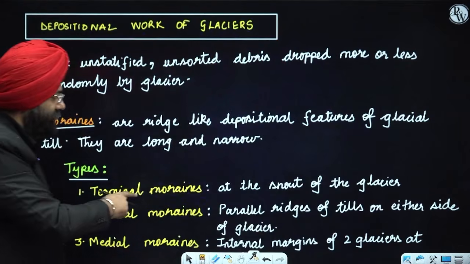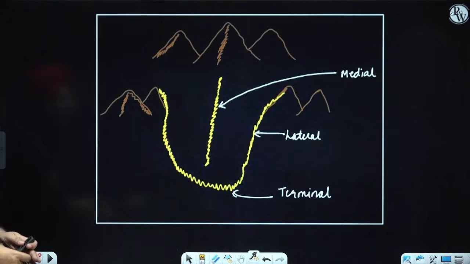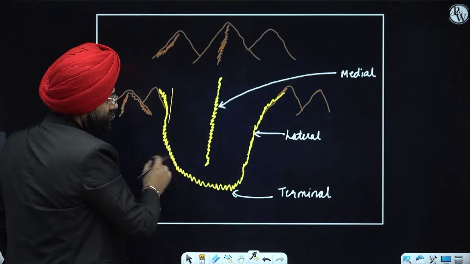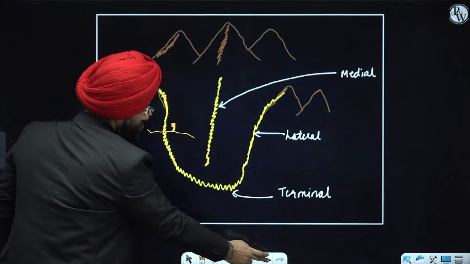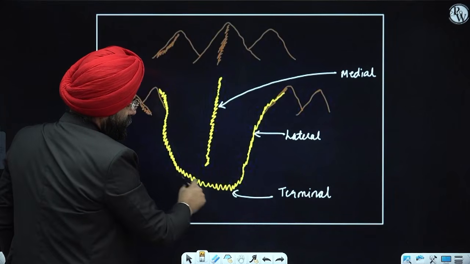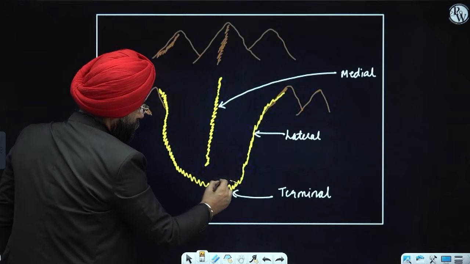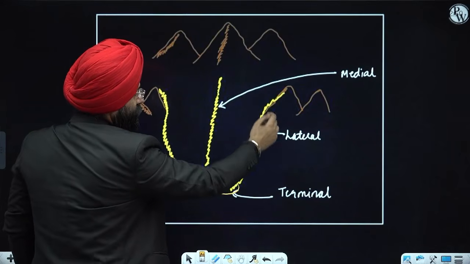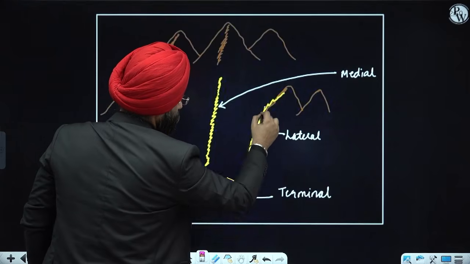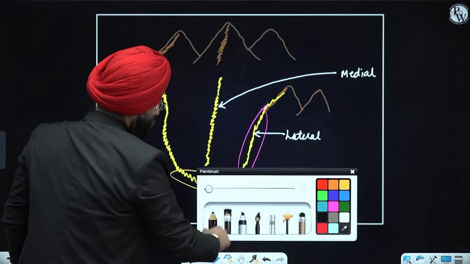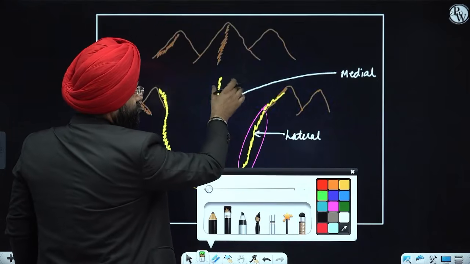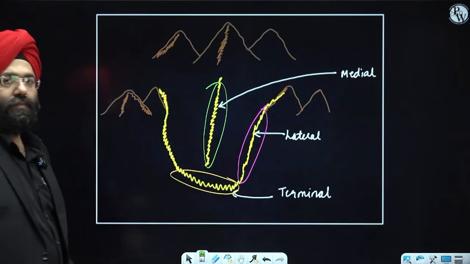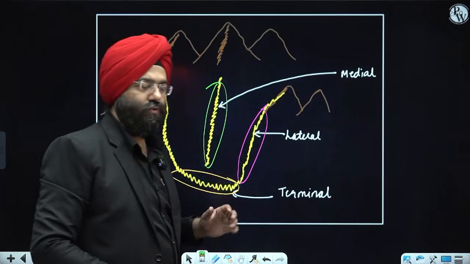Now, let us see these things in diagrammatic form. Supposing this is one glacier moving down, this is another glacier moving down. The one present at this snout, this region, is the terminal moraine. The one on the lateral sides is known as a lateral moraine. The third, the one present between the two glaciers, is known as a medial moraine. Clear? So these are depositional features that you should be aware of.